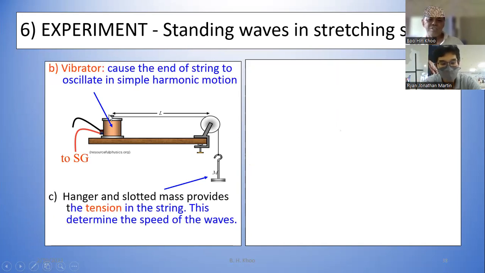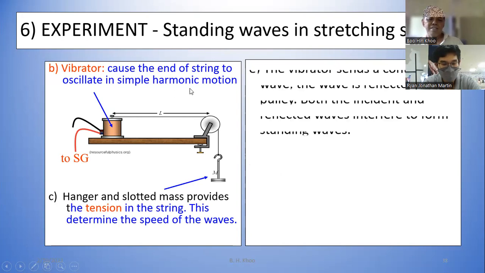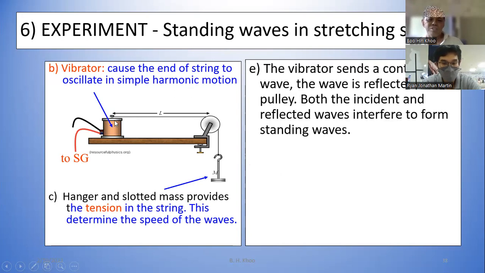Right? So the vibrator is to cause it to oscillate up and down, just like a hand. Cause it to go up and down. And then you will cause the wave to move down, and then this is your fixed end. The reflected wave and the incident wave will interfere here.